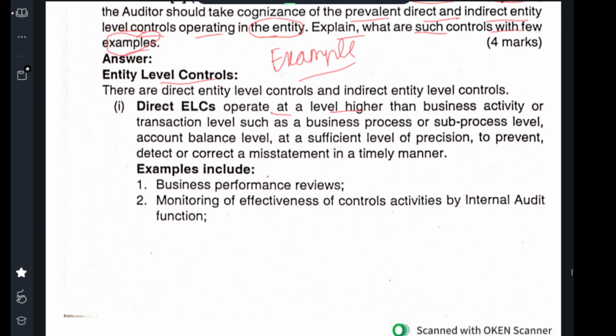They operate at a level higher than the business activity. So entity level control: direct ELC and indirect ELC. Direct ELCs operate at a higher level than the business activity or transaction level, such as business process or sub-business process, or account balance level, with a significant level of precision to prevent, detect and correct misstatements in a timely manner.